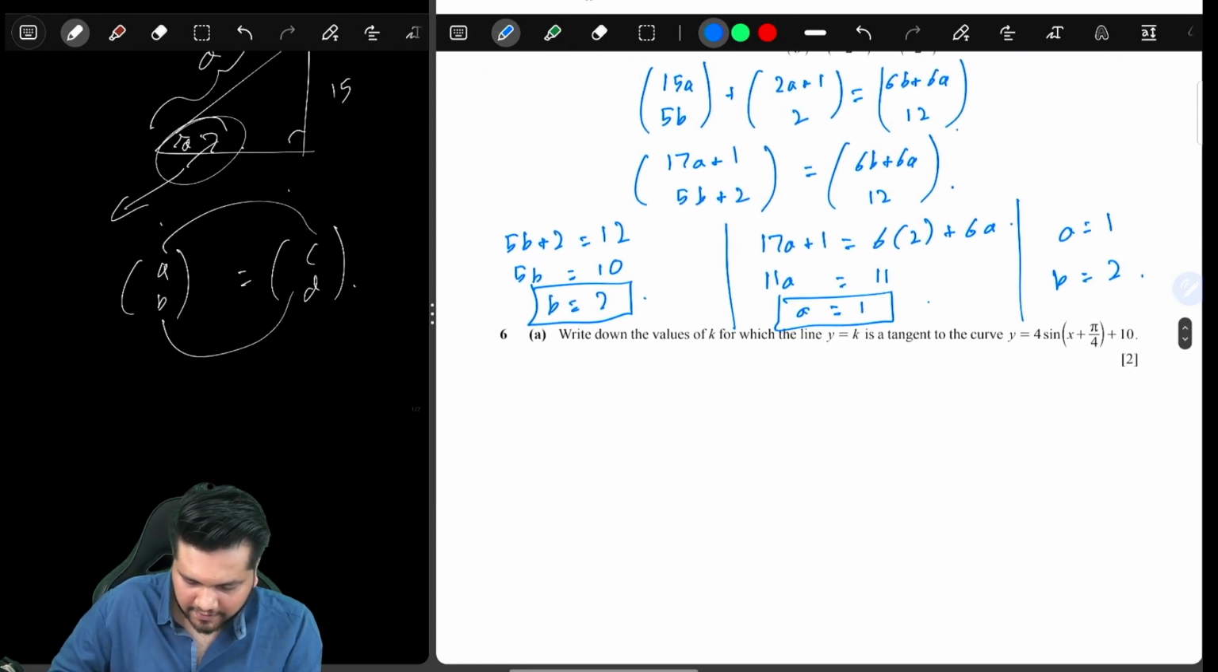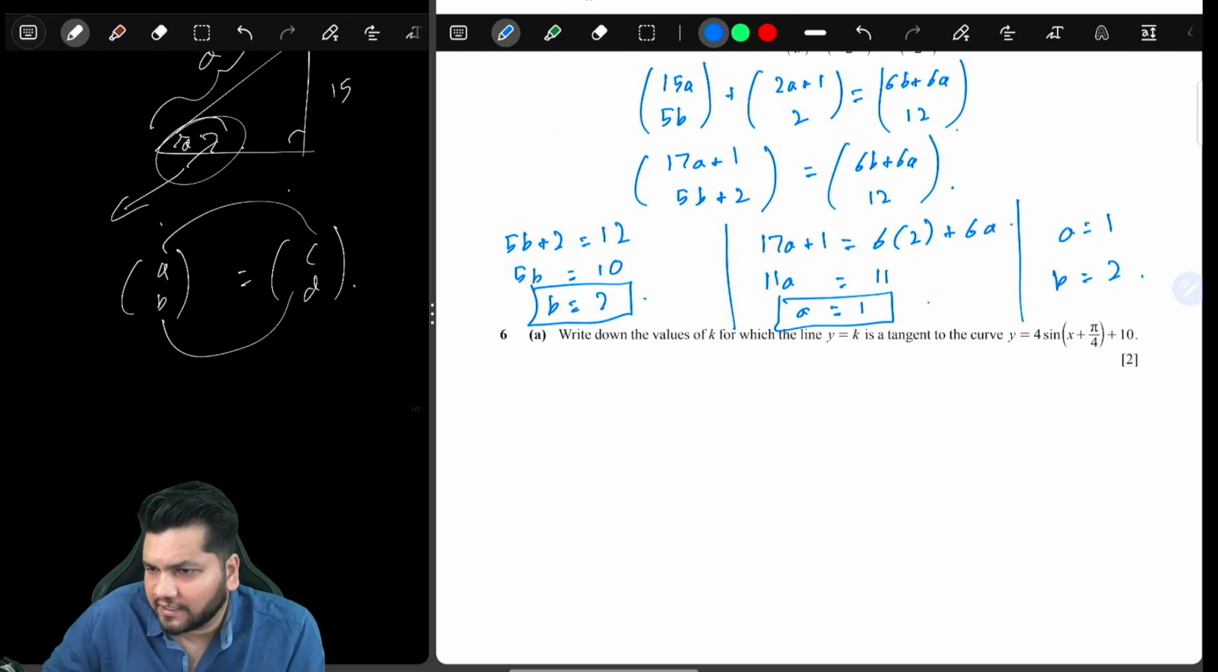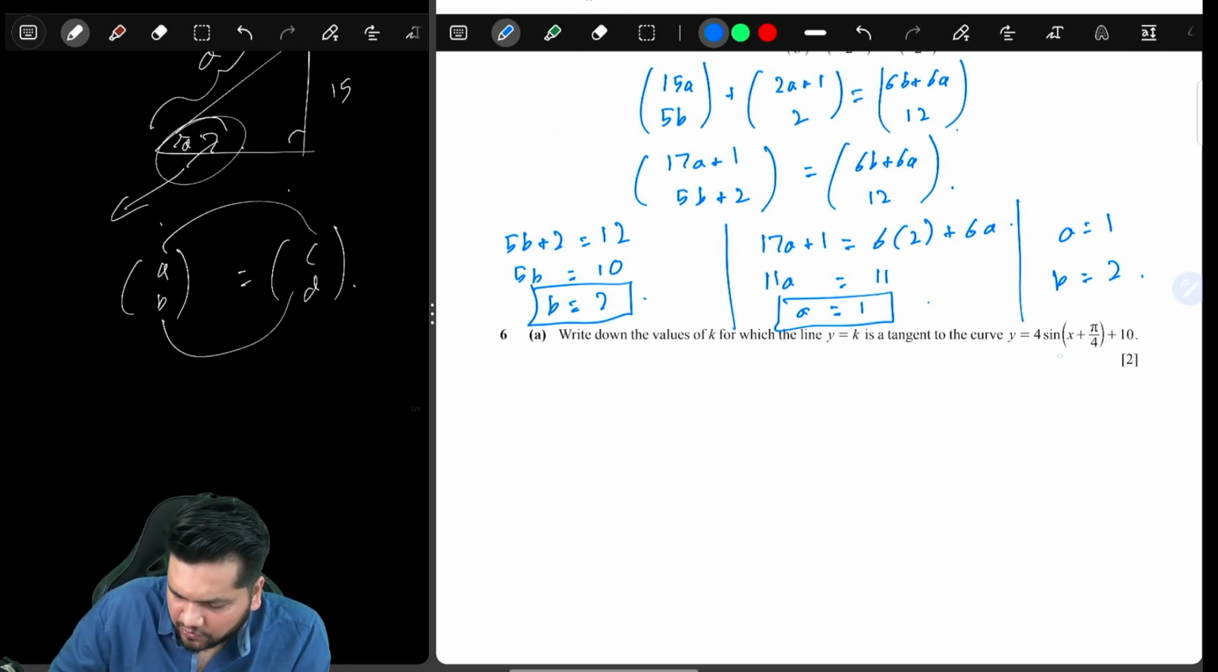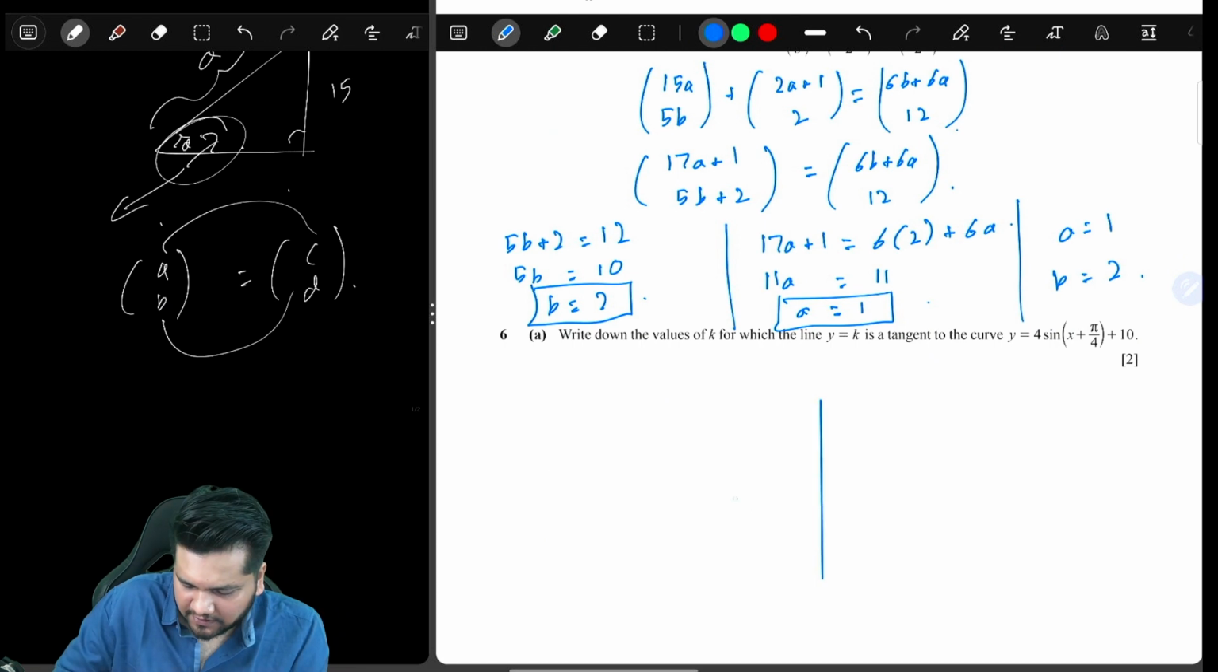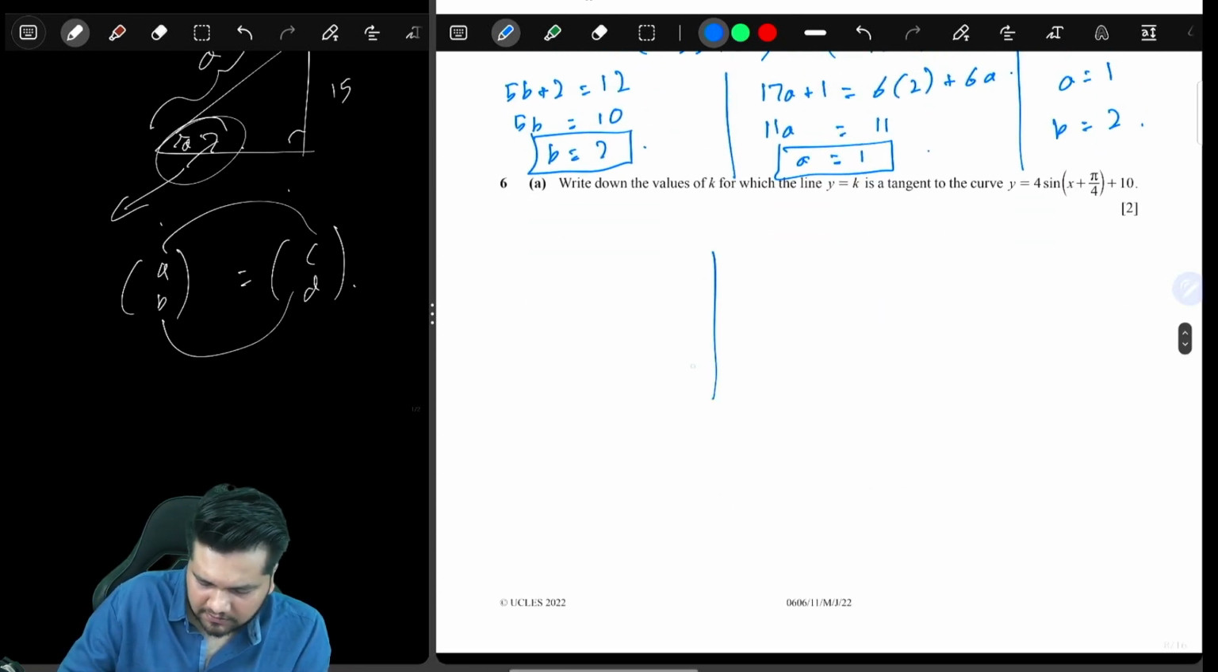Now sixth question. Write down the values of k for which the line y is equal to k is a tangent to the curve y is equal to 4 sin(x plus pi by 4) plus 10. Whenever you get this x plus pi by 4 or something, you don't need to worry about it because it is not there in your syllabus, that phase shift and all. You just have to consider this 4, this 10 and so on. So all you have to do is, see, y is equal to k. Whenever you get this y is equal to k, understand that it is nothing but a line parallel to the x-axis.